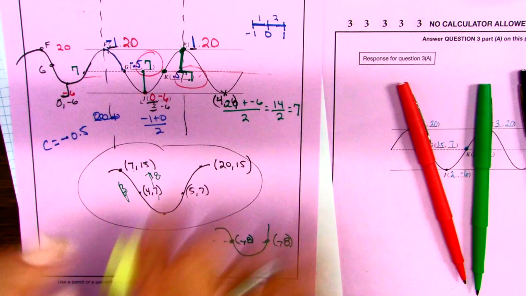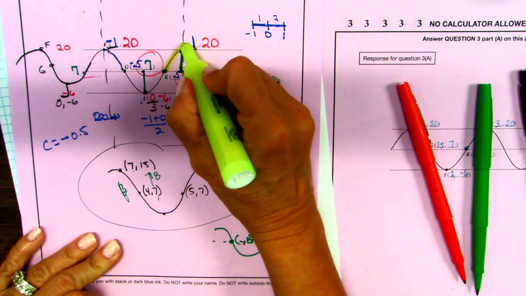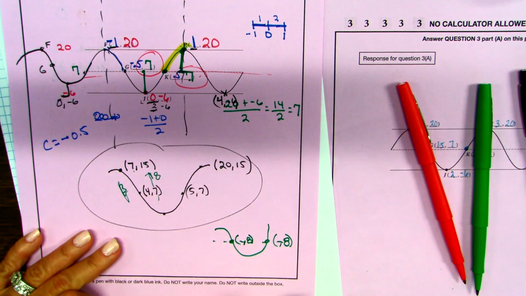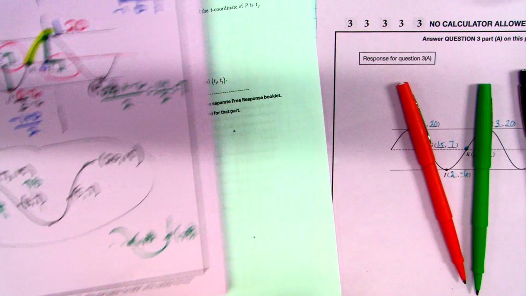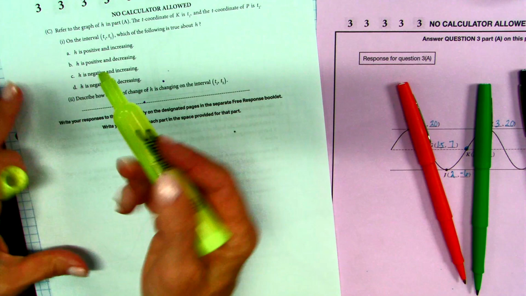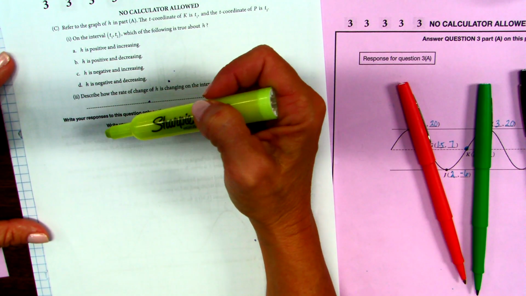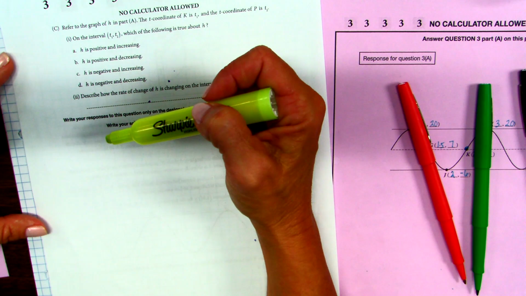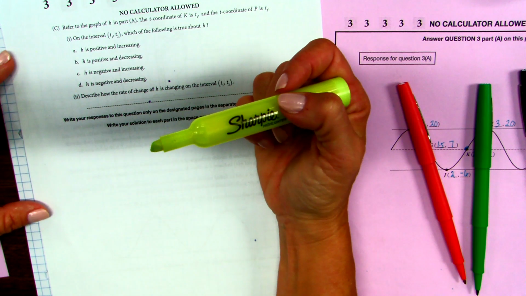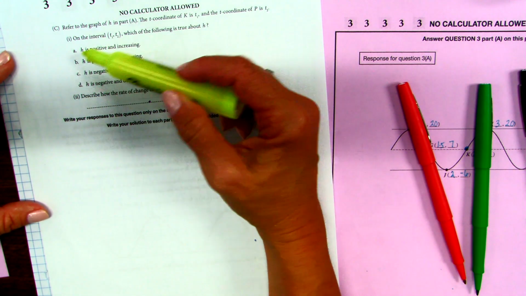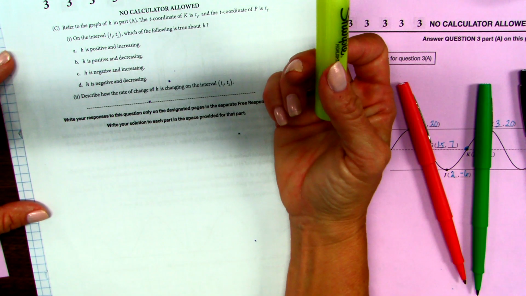Look at K to P. K to P is right there, okay? So what's happening from K to P? Let's narrow it down here by positive or negative. Well, from K to P, we're positive, right? That's a positive part of the graph. That's going to be A or B, okay?